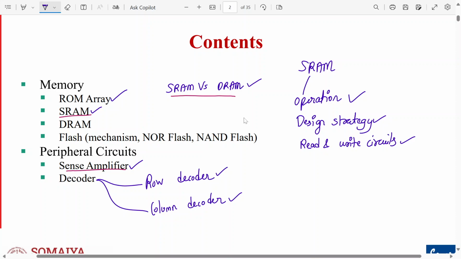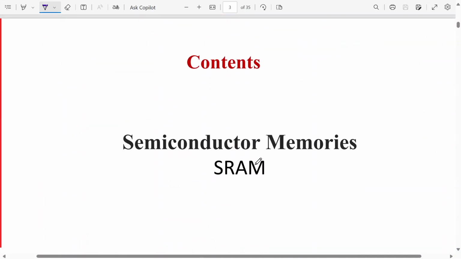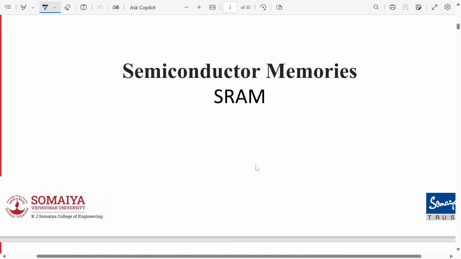All right. So before starting anything, let us just revise SRAM. SRAM is static random access memory. It's also called static read write memory.